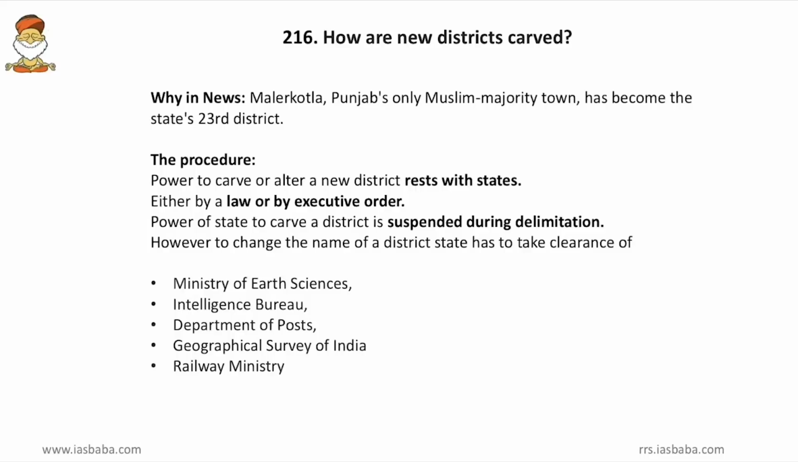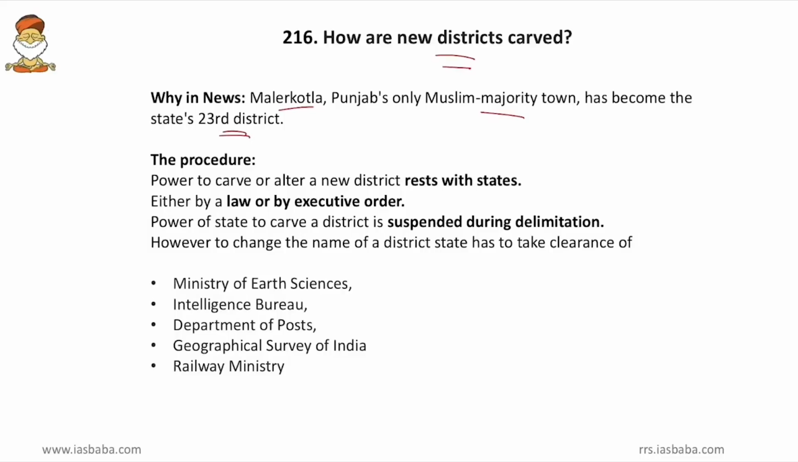Coming to the next topic, how are new districts carved? So the procedure to carve out a new district. Why was it in the news, friends? Because Malerkotla, Punjab's only Muslim majority town, has become the state's 23rd district. So in this way, this will become important.